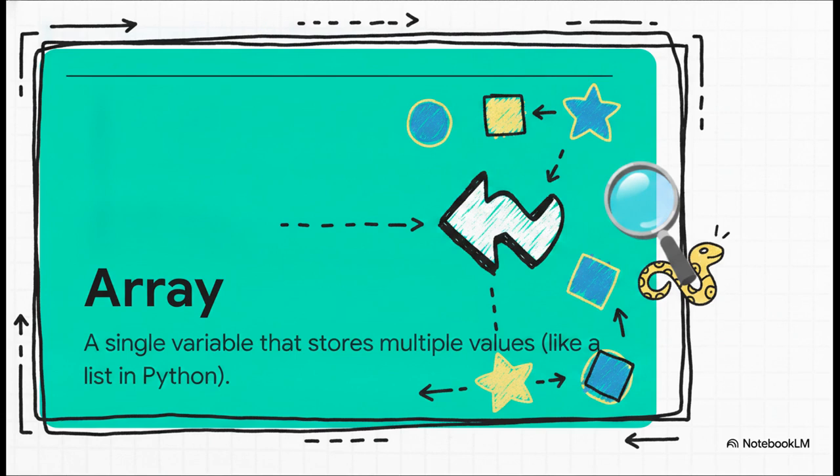In Python, beginners usually use lists, which behave exactly like arrays. Check this out. We write numbers equals 10, 20, 30, 40, 50. Just like that, boom, 5 numbers stored neatly in one single place.